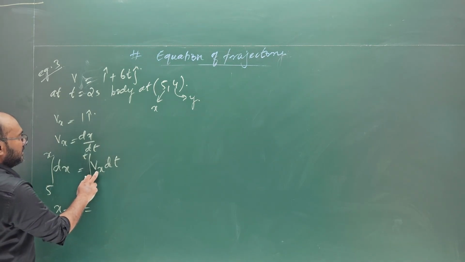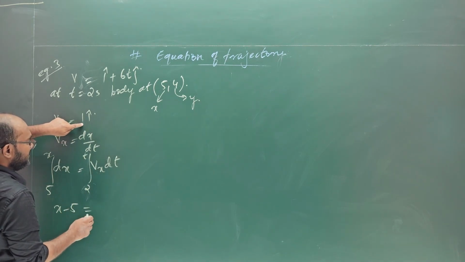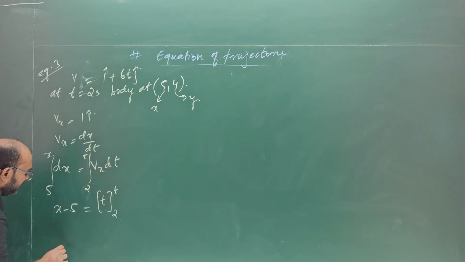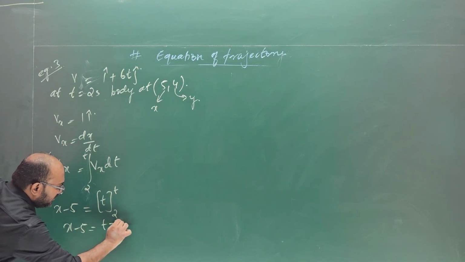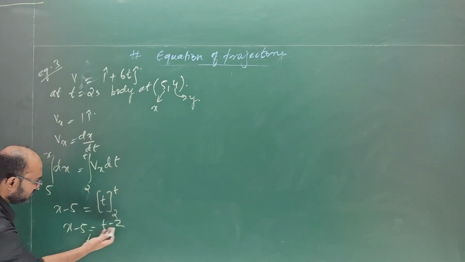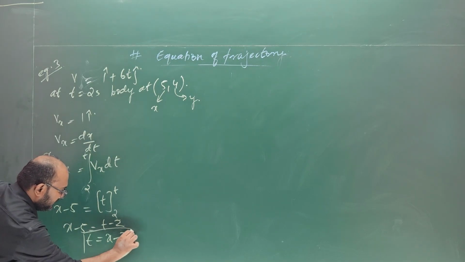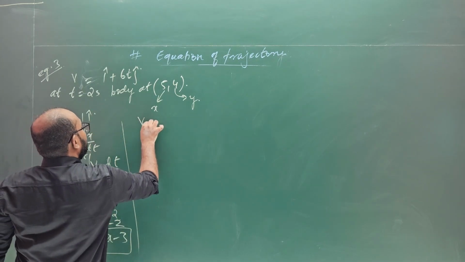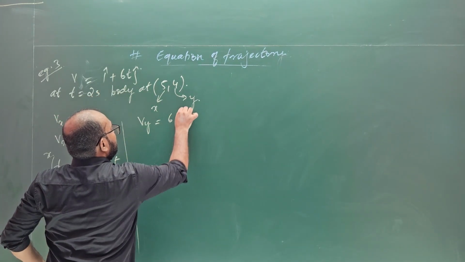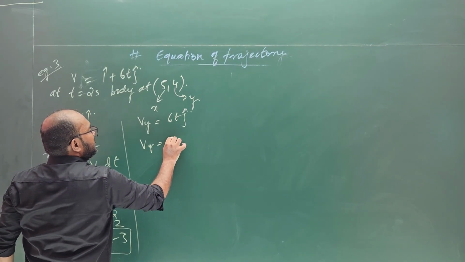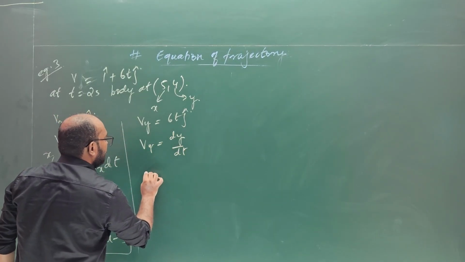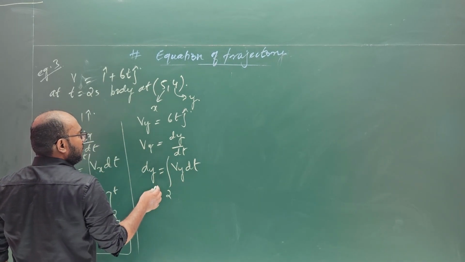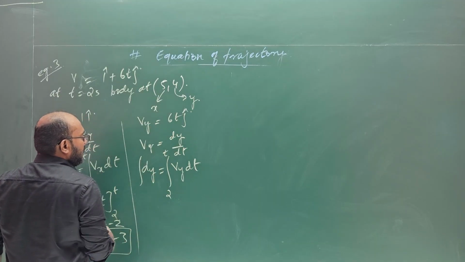So this can be written as Vx is 1, that becomes t. So upper limit is t and lower limit is 2, that means this becomes t minus 2. So x minus 5 is equal to t minus 2, or t is equal to x minus 3. Okay, similarly calculating the y value. So Vy is equal to, what is that? 6t j cap, or Vy is equal to dy upon dt. Again, dy is equal to Vy dt, integrating from 2 to time t.